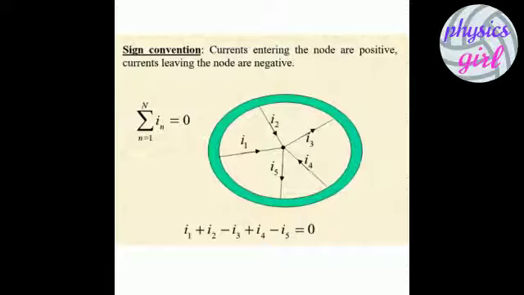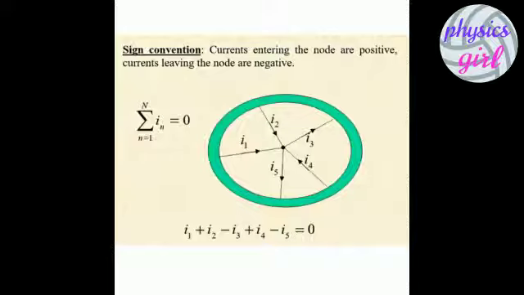Now I am telling about the sign convention, how the sign conventions are used in this conductor. The current entering the node is considered positive. The current leaving the node is considered negative.